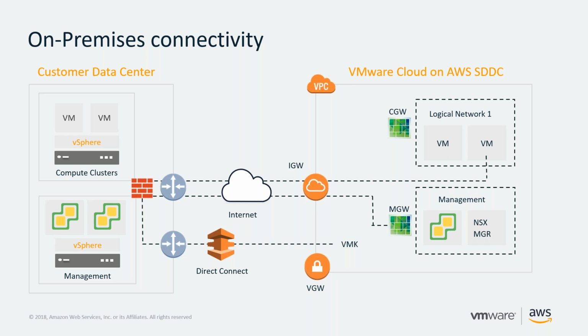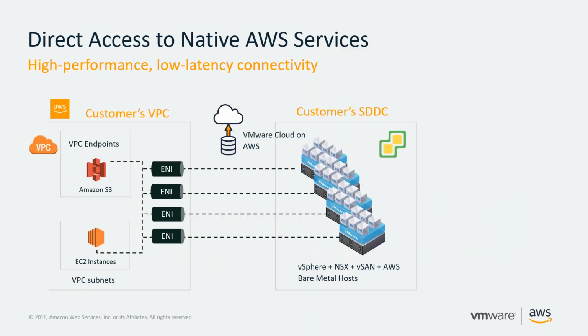With Direct Connect, you can utilize a private VIF. You can then reach the VM kernel network, which is utilized for things such as vMotion, and then even Layer 2 VPN can be leveraged.